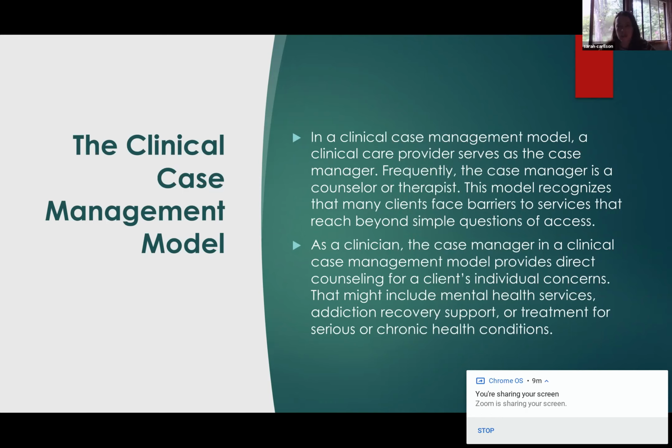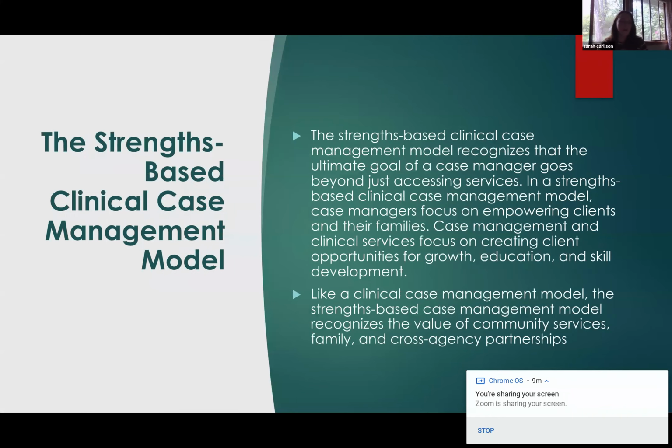As a clinician, the case manager in a clinical case management model provides direct counseling for a client's individual concerns. This might include mental health, substance abuse recovery support, or treatment for serious and chronic health conditions. And the strengths-based clinical case management model is very similar to the clinical case management model.